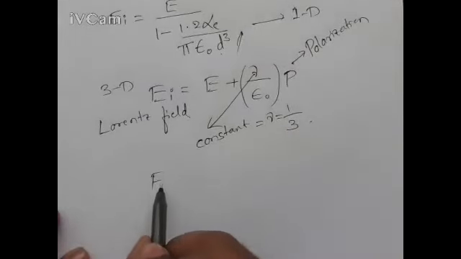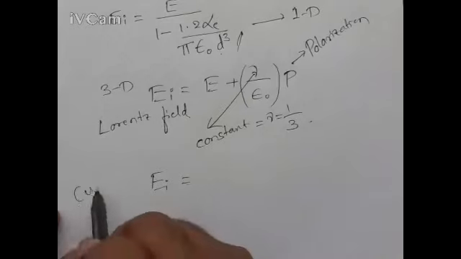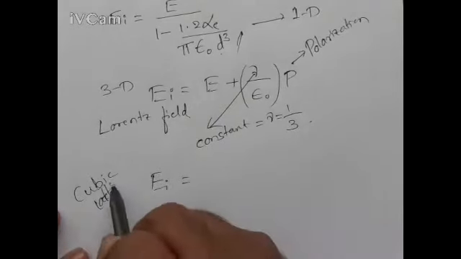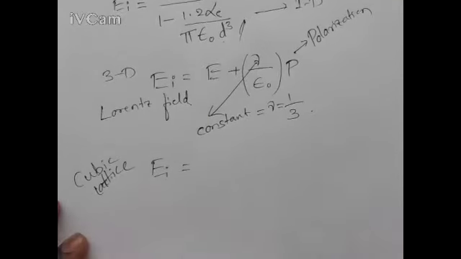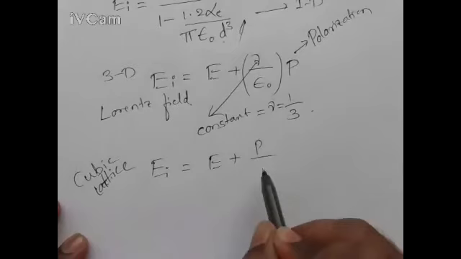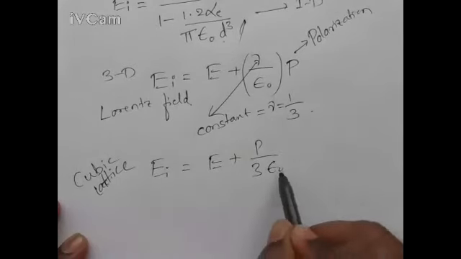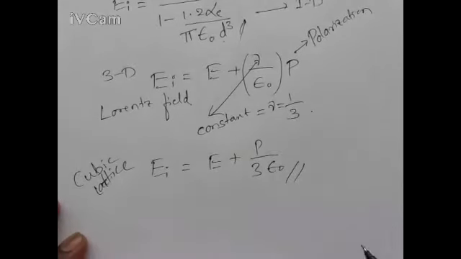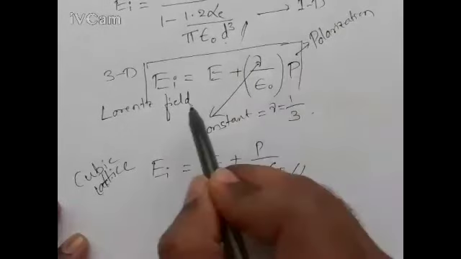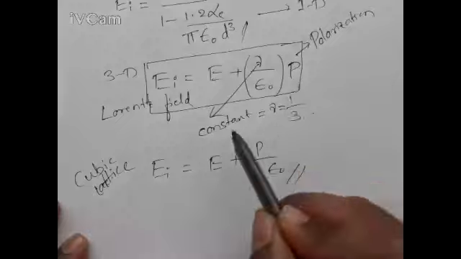for the cubic lattice, the internal field or the Lorentz field is P divided by 3 epsilon naught, right? So this is the internal field. Mainly we have to remember this one equation, because I'm going to use it in the Clausius-Mossotti equation.